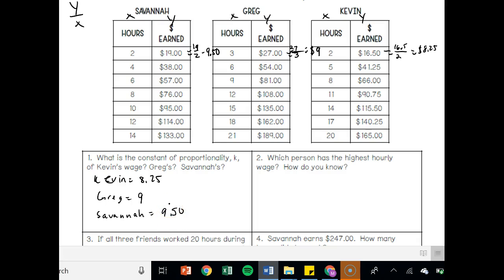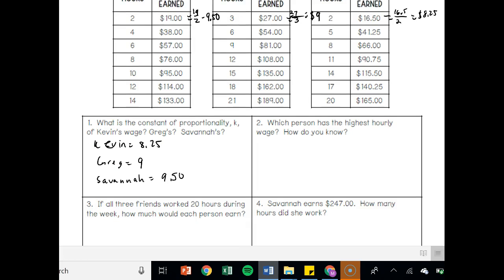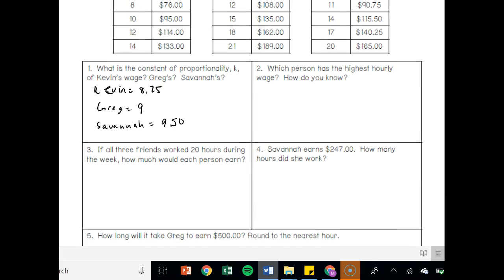Sorry about the noise. It says, which person has the highest hourly wage? How do you know? I'll obviously let you figure that out by what we answered in question 1. It says, if all 3 friends worked 20 hours during the week, how much would each person make? So let's do Kevin here. He gets that space. Greg here. He gets this space. And then Savannah here, she gets that space.